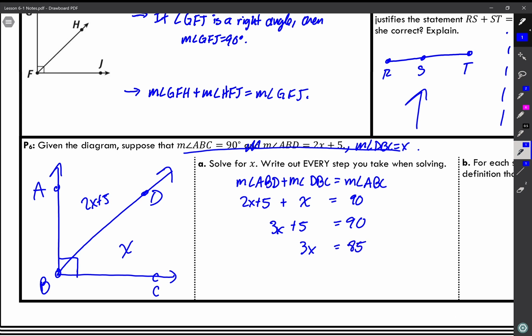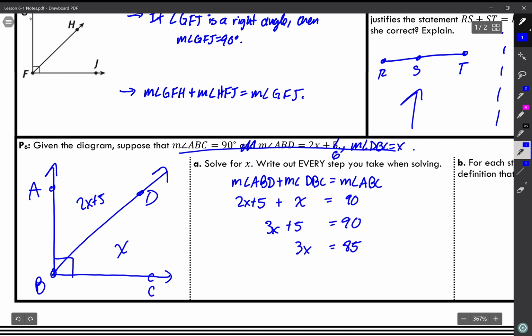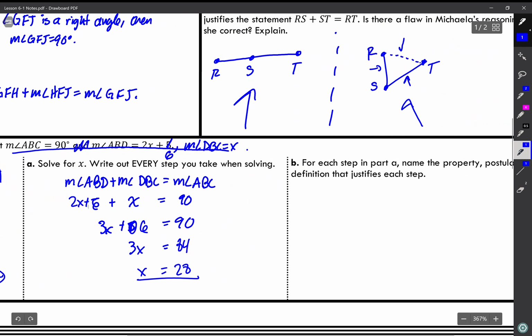Excuse me, what did I do? Oh, on the notes I made it. Excuse me, guys. On your notes, this should be 2x plus 6. I believe that's what it is. So this will then be 84, and then x will be equal to 28. Okay, so let's talk about what we did and justify each step in there.